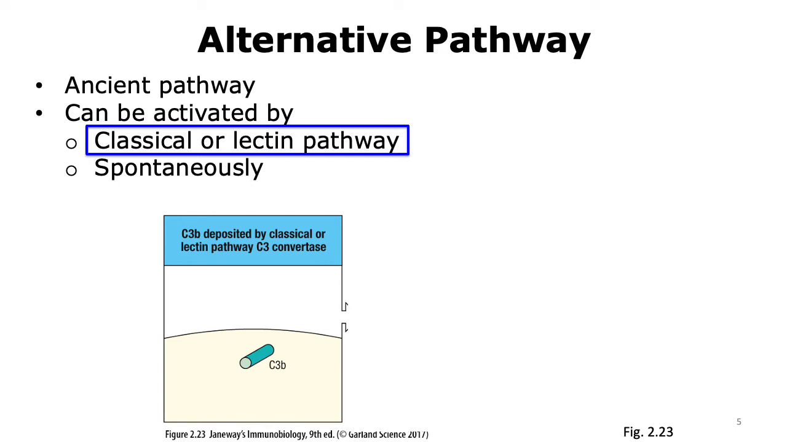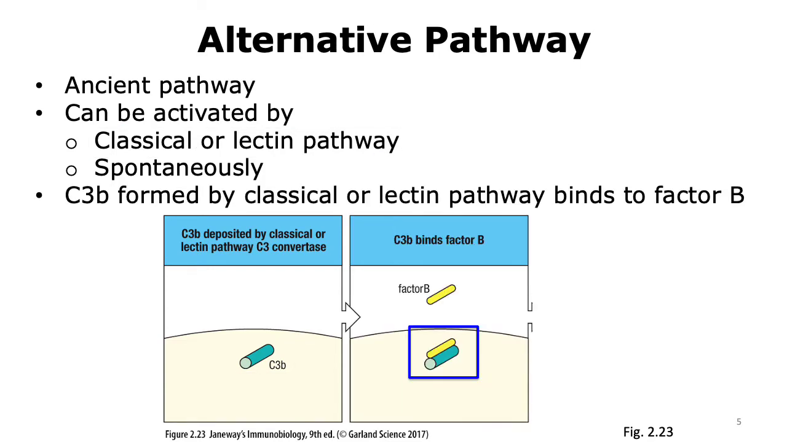But let us first look at the activation of the alternative pathway that is mediated through the classical or the lectin pathway. During the activation of the classical or the lectin pathway, we have the production of C3b. C3b is a fragment that is generated from the complement protein C3 through the action of an enzyme called C3 convertase. This C3b that is formed normally covalently attaches to the surface of the pathogen. And when it is formed by the classical or the lectin pathway, this C3b can bind to another complement protein called factor B.